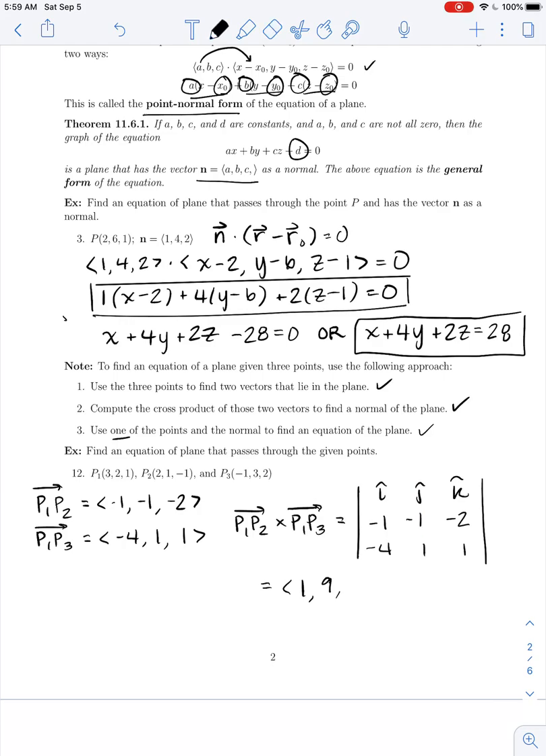let me erase that line. Let's also strike through the k hat row and column. And our determinant here is negative 1 minus a positive 4, which is going to give me a negative 5. So this vector is going to serve as our normal vector.